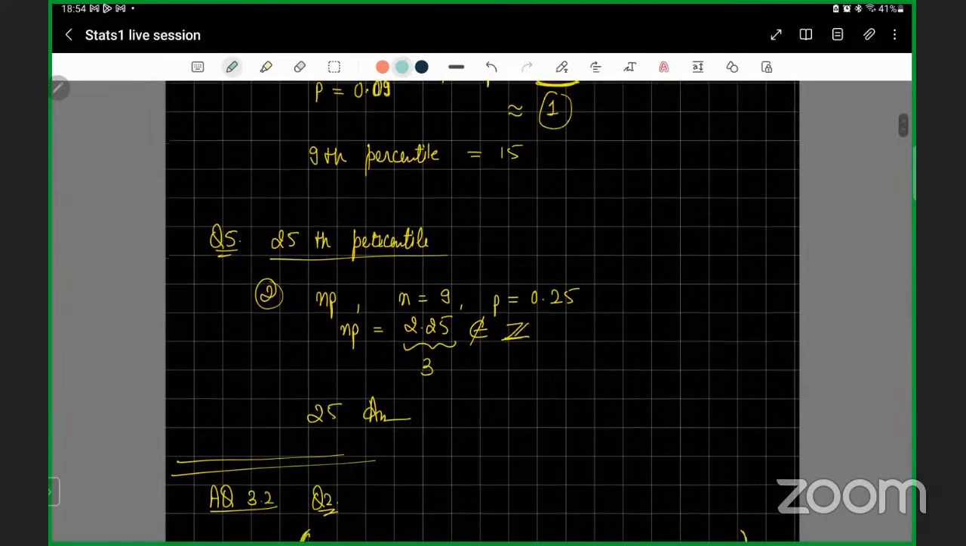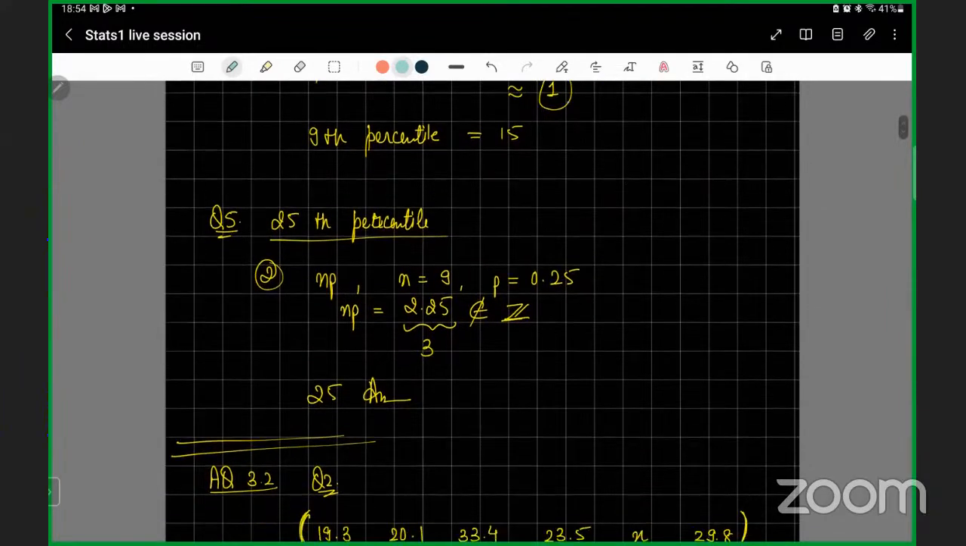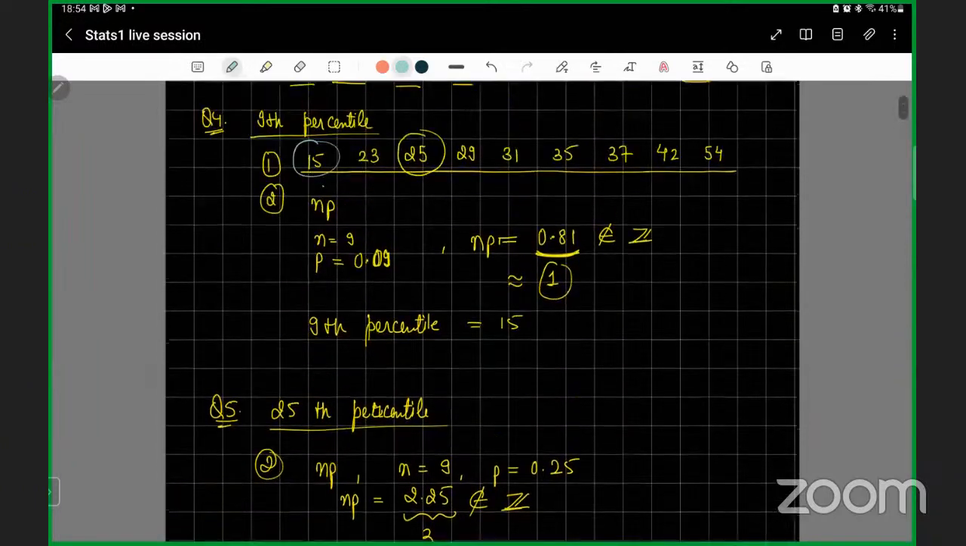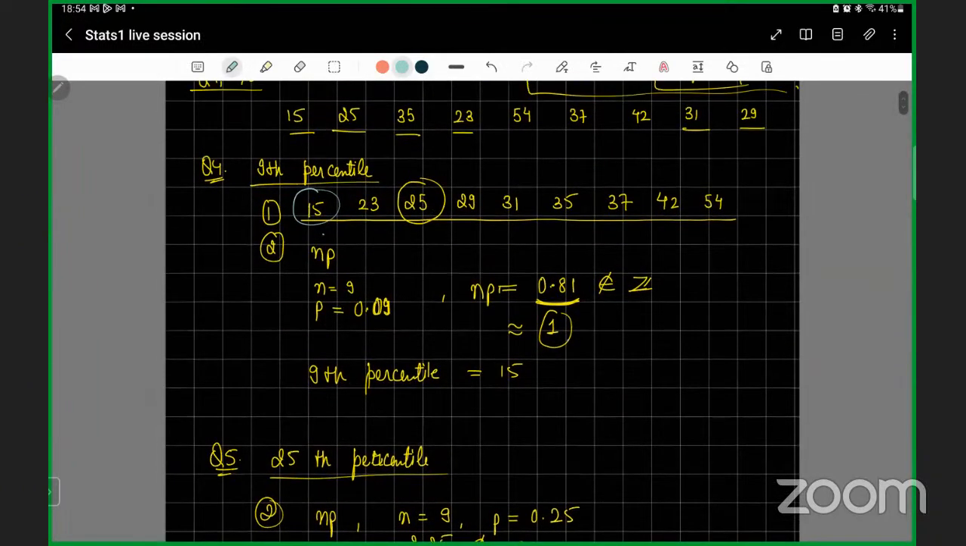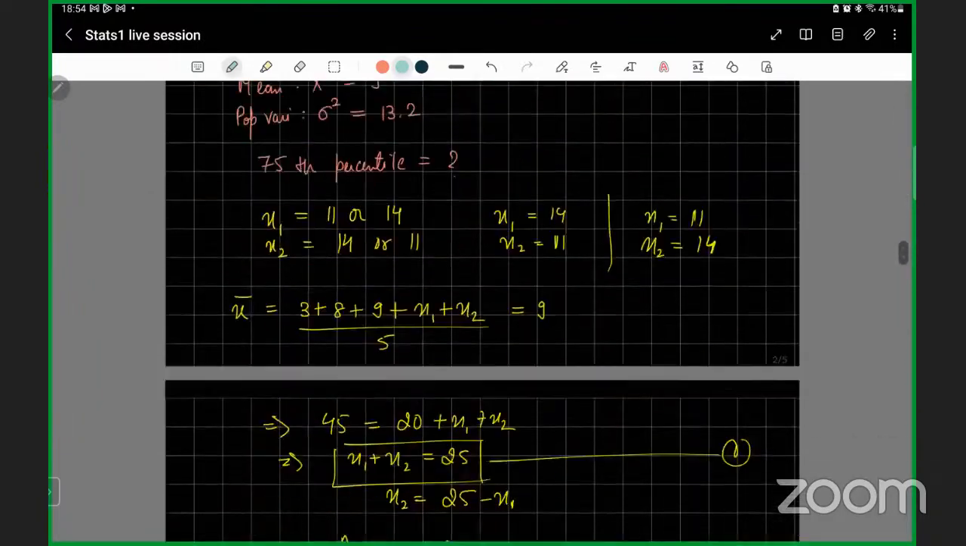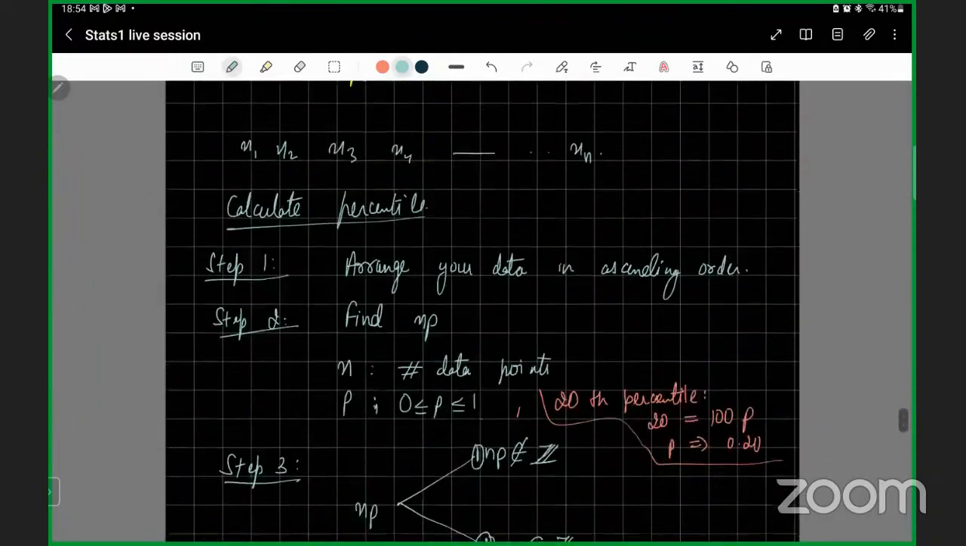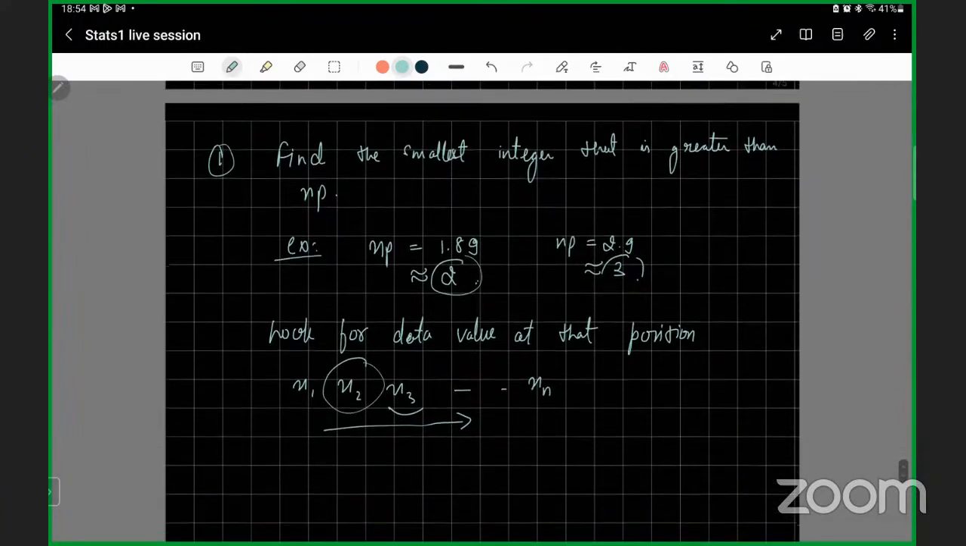Similarly, in the second case, I wanted to find the 25th percentile. So I found NP and got 2.25. So that should be the third value in the arranged data set, which is 25. So my 25th percentile is 25. Got it? Is this part clear?